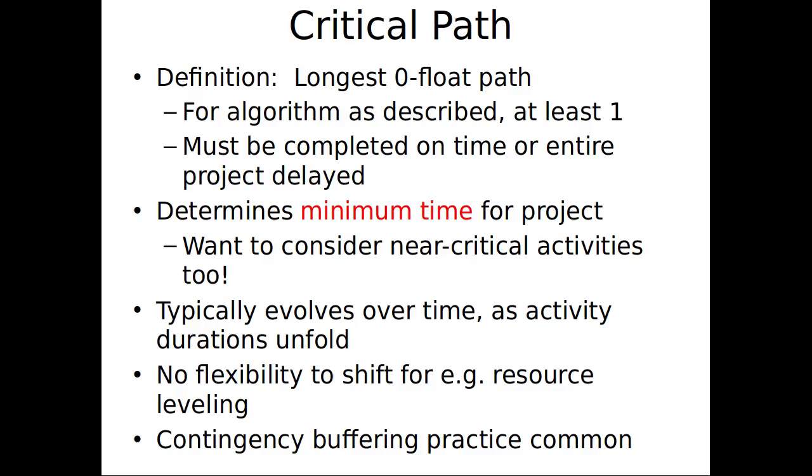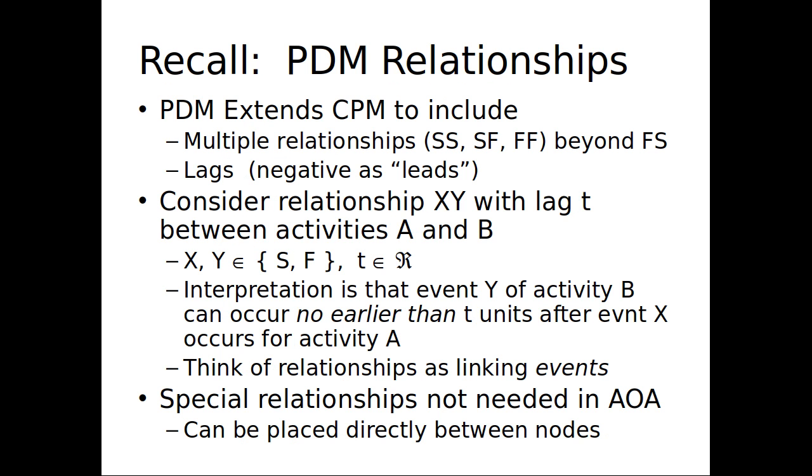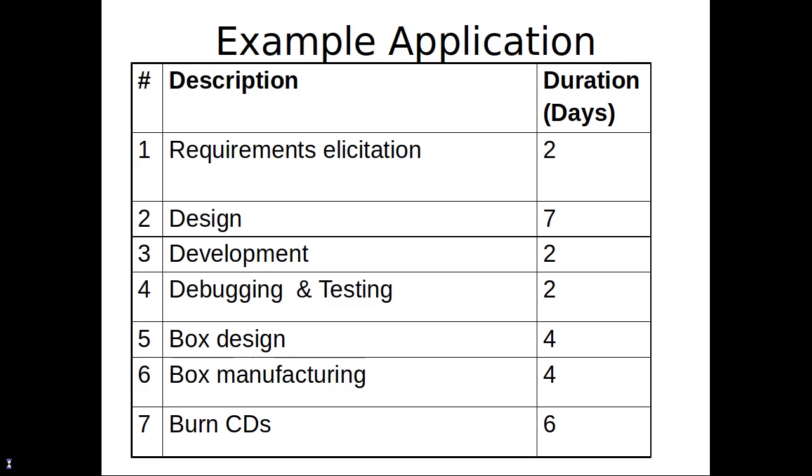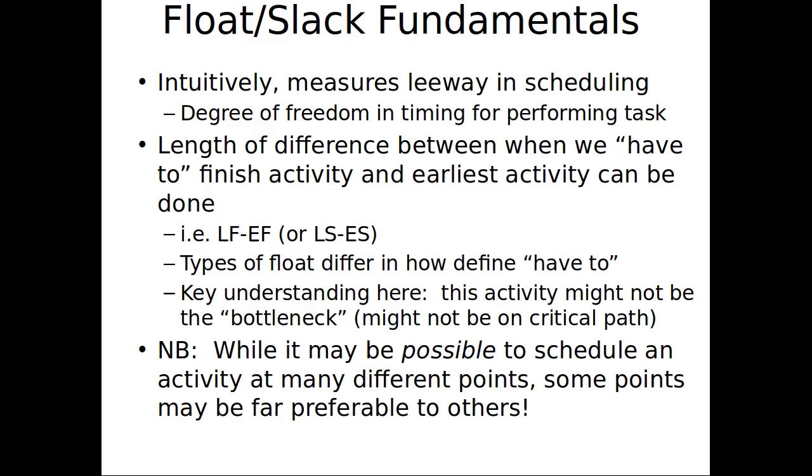And often with the critical path, you'll want to watch it extremely closely. Sometimes you might even put contingency buffering in place, so you build in an extra few days on the critical path just in case, and have the project duration reflect that. Okay. Now there are generalizations to this algorithm that support multiple relationships between nodes, not just finish to start, where you have to finish a node before starting the later nodes. They allow, as I said, start to start, finish to finish, etc. Okay.